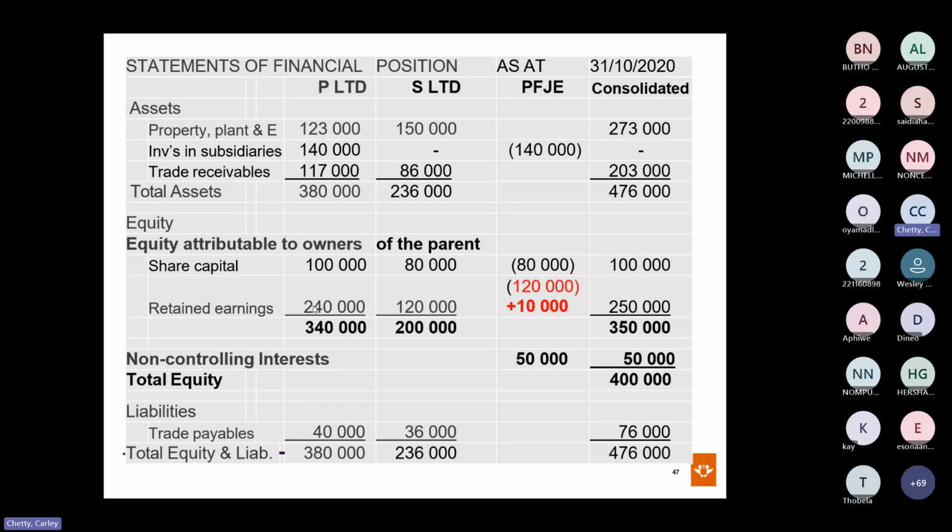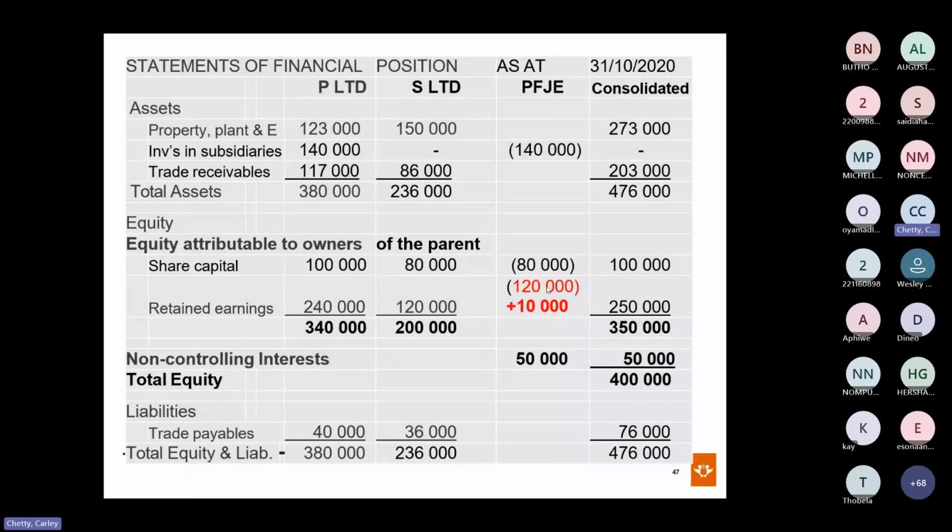So P had retained earnings of 240,000. S had retained earnings of 120,000. And then remember, we had the gain on bargain purchase. So the gain on bargain purchase is shown in your consolidated statement of profit or loss. Now, remember that total profits from that statement comes to retained earnings. So on consolidation, we're showing plus 10,000 Rand gain on bargain purchase here in the line item for retained earnings.